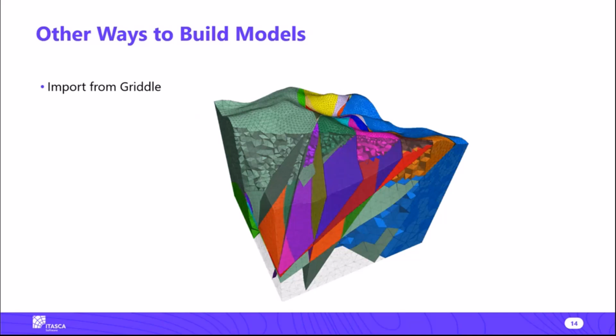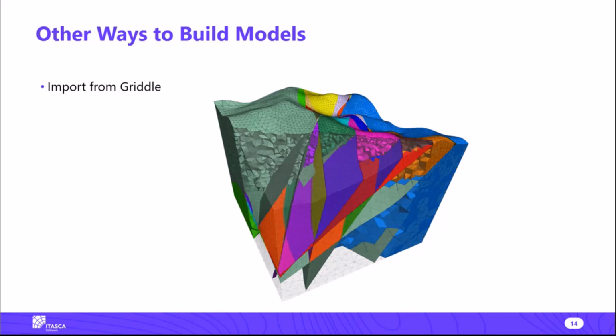And then lastly, of course, you can import from Griddle. Griddle is another program that we sell that just does meshing. It doesn't have to be Griddle. I mean, we have file formats for importing meshes into 3DEC. If you have another program that's capable of doing that, you could generate a mesh and import it into 3DEC.